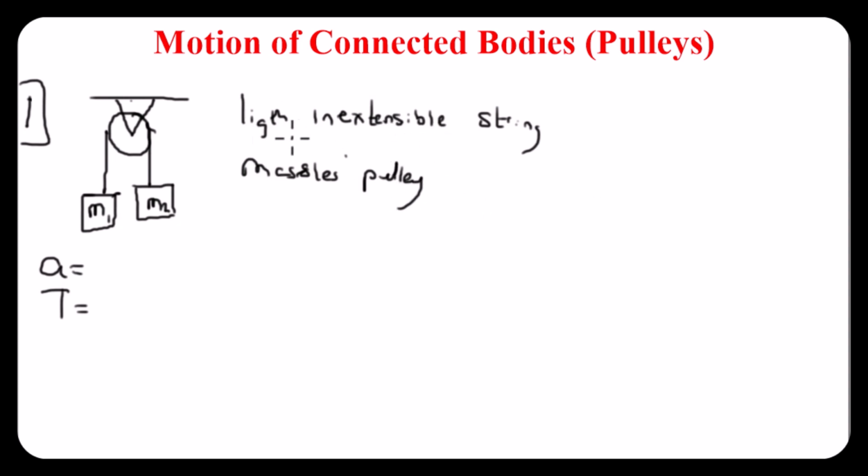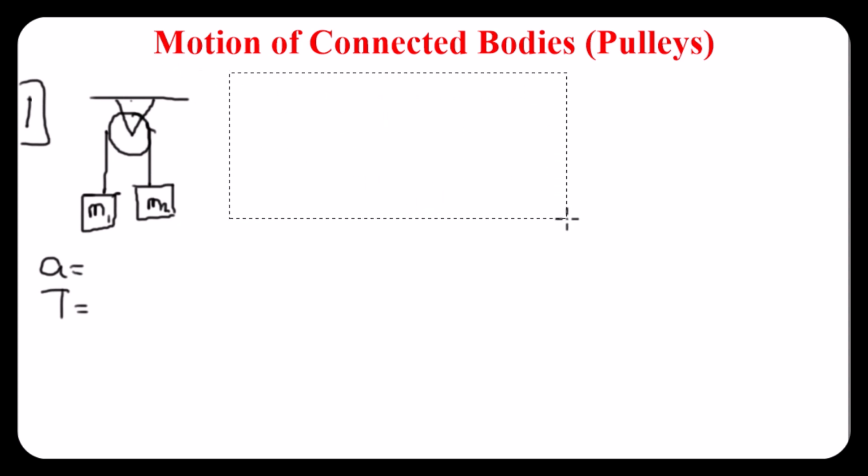For the light inextensible string, the first implication is that the string is massless, doesn't have any significant weight, or the weight is negligible. And for the inextensible part, it means the length is constant. The massless pulley also means this pulley adds no mass to the connection of M1 and M2. So simply, M1 and M2 are joined together by this rope or string. Now that we've talked about this, it's time for us to compute the formula to calculate the acceleration and tension.